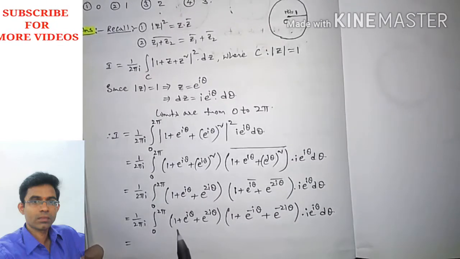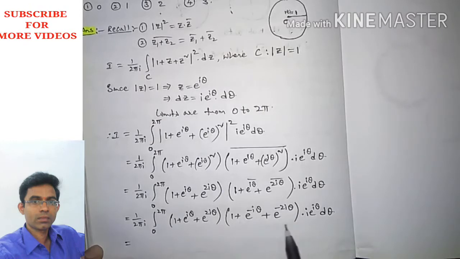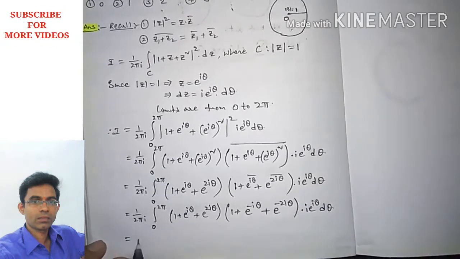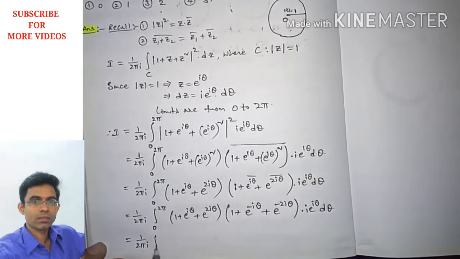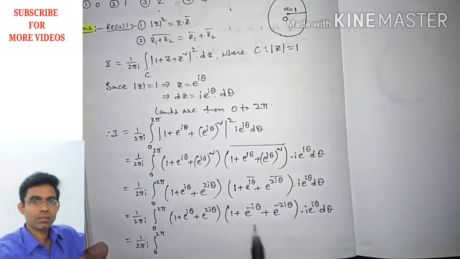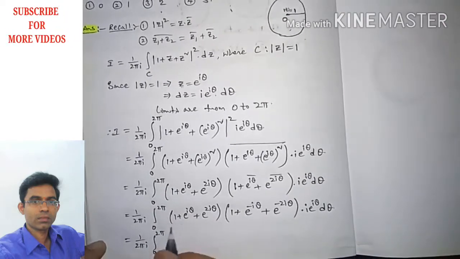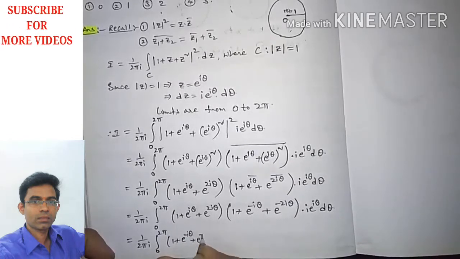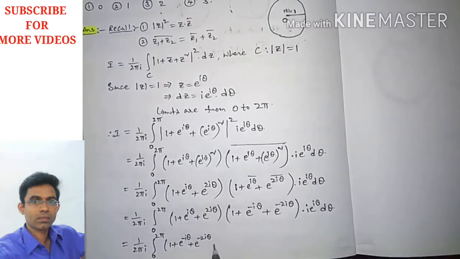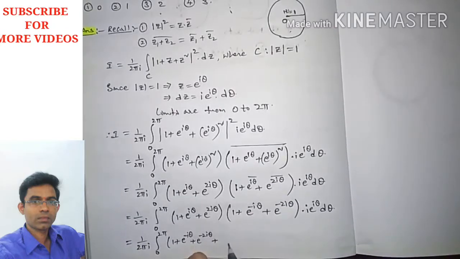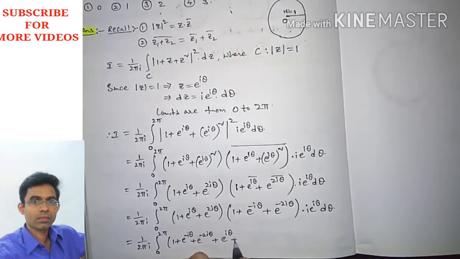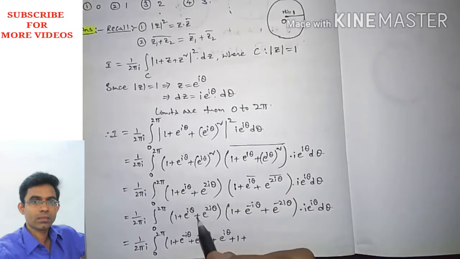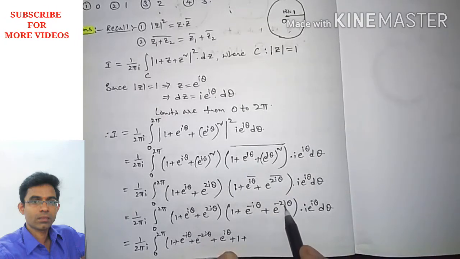Here we have three terms in the first bracket and three terms in the second bracket, so we will multiply these two. This is equal to 1 by 2πi, integral 0 to 2π. Usual multiplication: first, multiplication with 1 we get 1 + e^{-iθ} + e^{-2iθ}. Plus multiplying with e^{iθ}, so this is e^{iθ} + e^{iθ} into e^{-iθ}, the value is equal to 1, plus e^{iθ} into e^{-2iθ}.